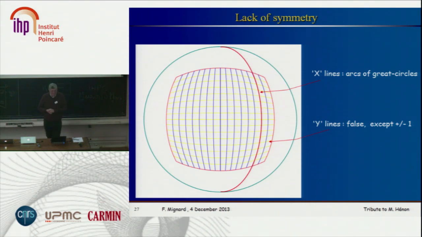So where is the lack of symmetry? This is our projection. The blue lines are actually great circle arcs within the square, which is not the case for the yellow lines. They are not great circles. So it will be desirable to improve that.